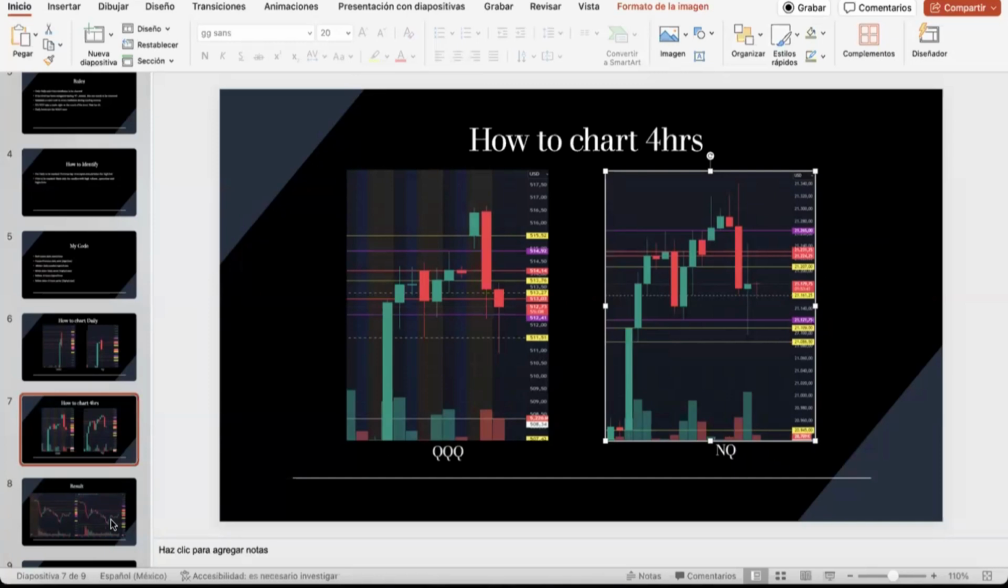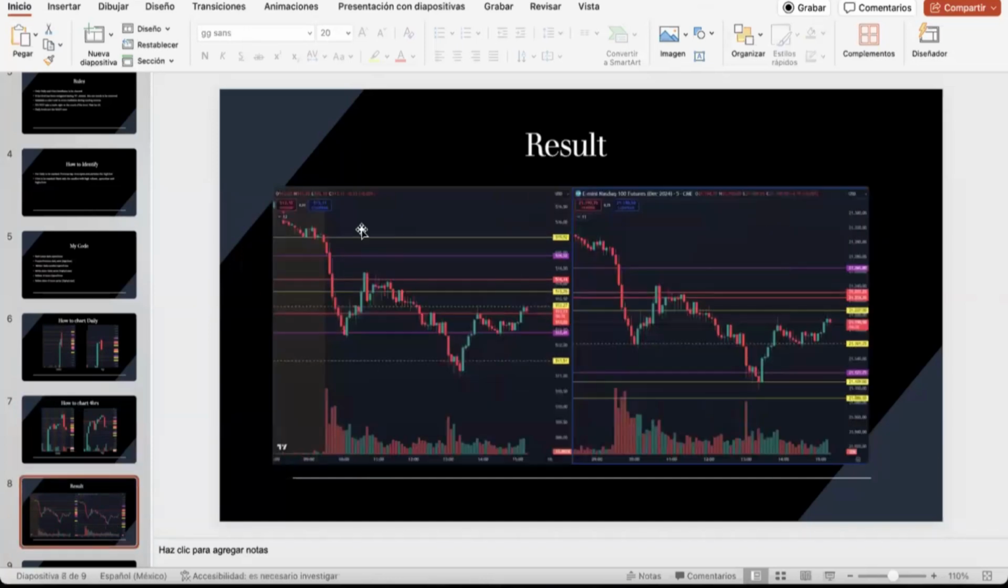Okay, guys, so after daily and 4 hours have been charted, like I mentioned before, my trading windows are 1 minute and 5 minutes, and sometimes 2 minutes. So these are my three time frames, but the main ones are 1 minute and 5 minutes. When you go back to 5 minutes, this will be the result that you will have, okay?